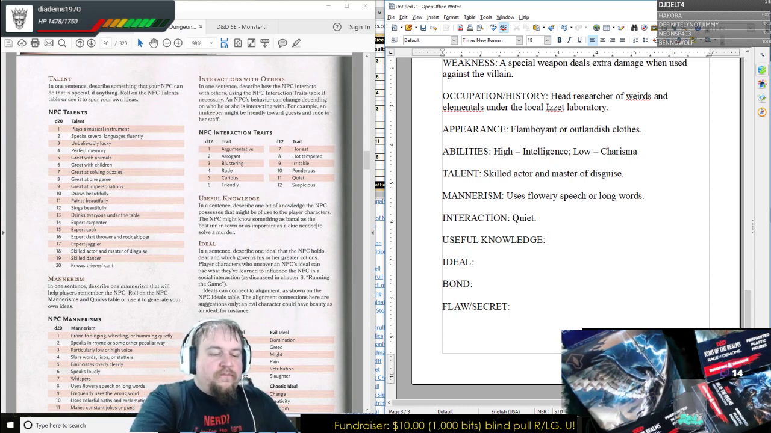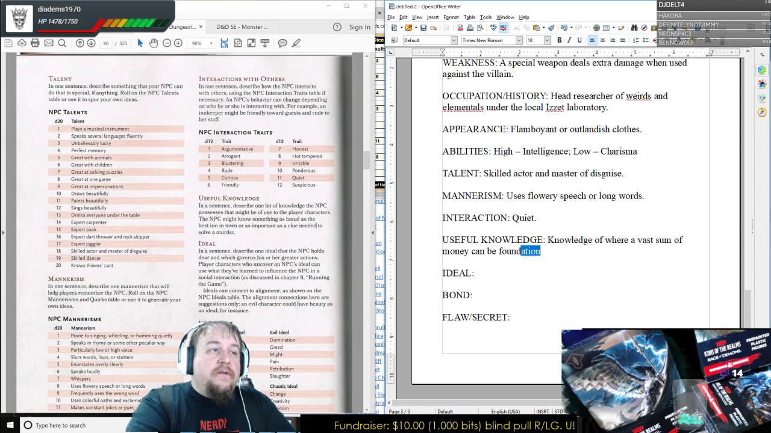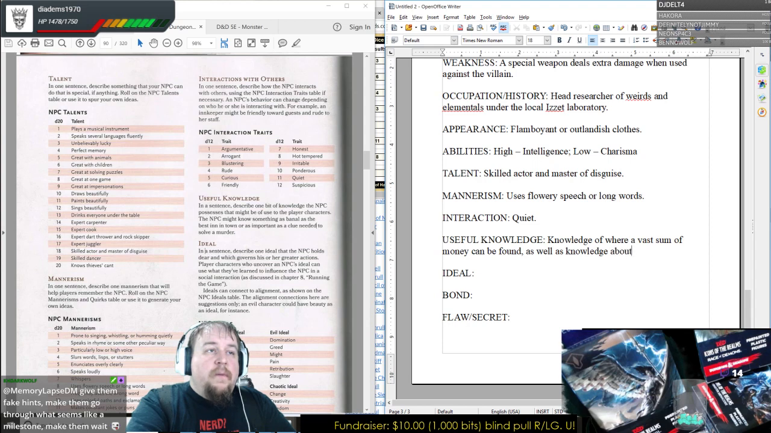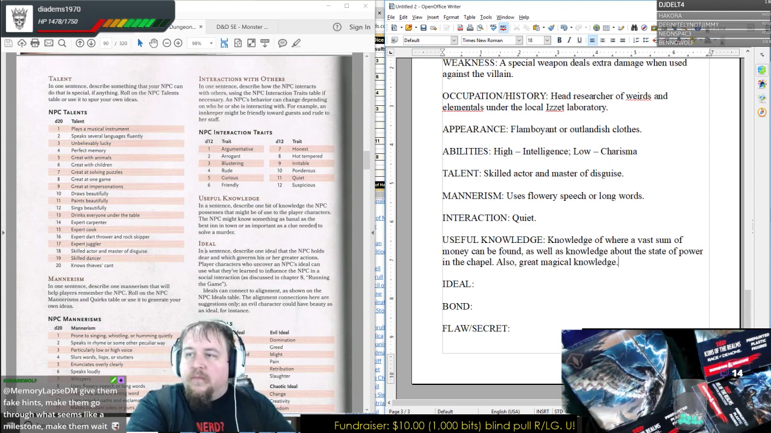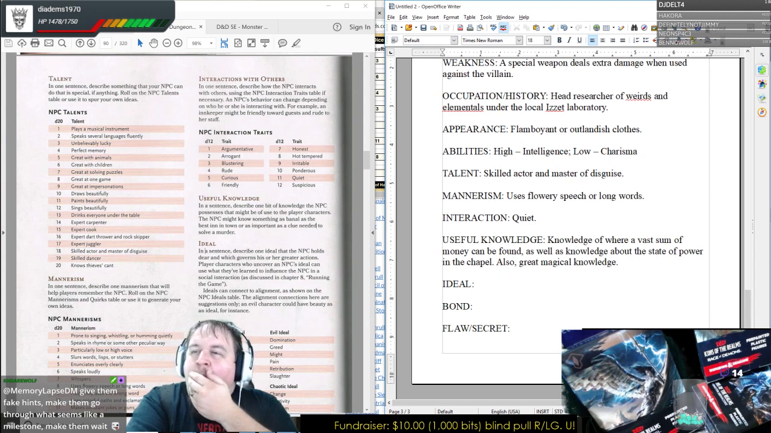Useful knowledge. Knowledge of where a vast sum of money can be found, as well as knowledge about the state of power in the chapel. Also, great magical knowledge.